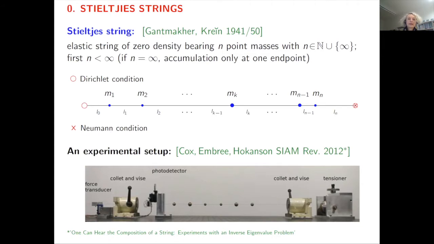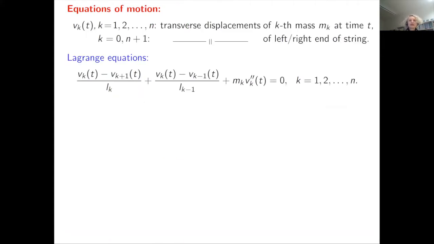Now, the equations of motion that we will now derive on the next slide, the notation is that, so we have these n masses, M1 to Mn, and by vk of t, we denote the transverse displacements of these masses at time t. Now for k equal to 0 and n plus 1, we have the left and the right endpoint of the string and use the corresponding notation.